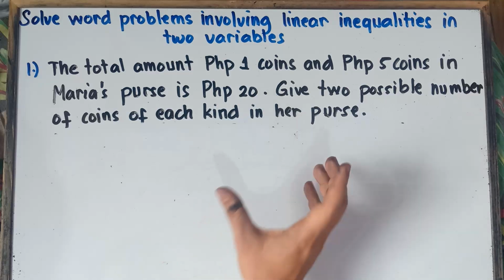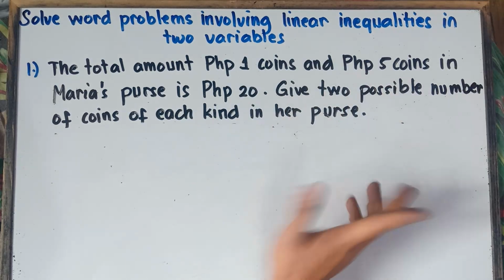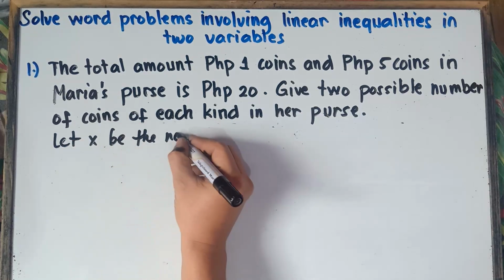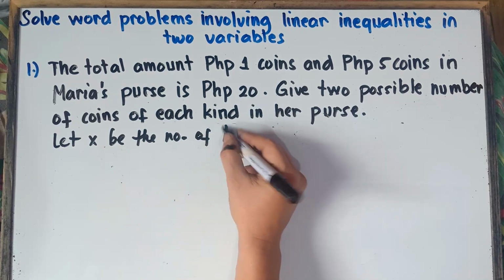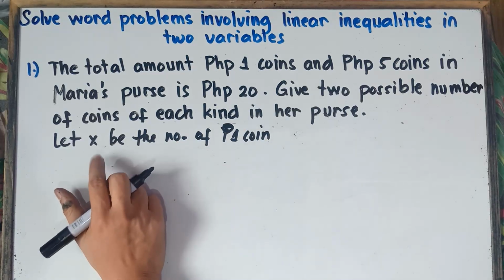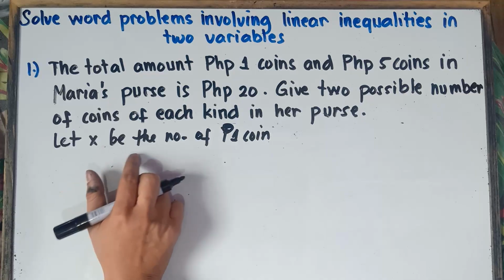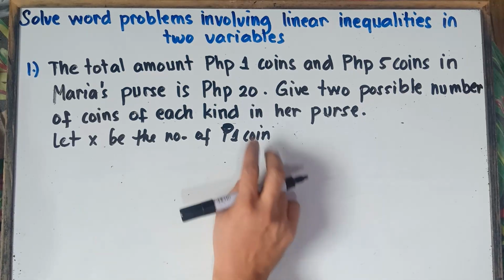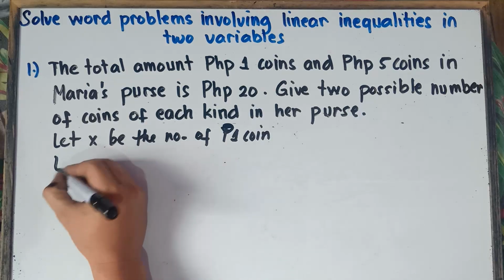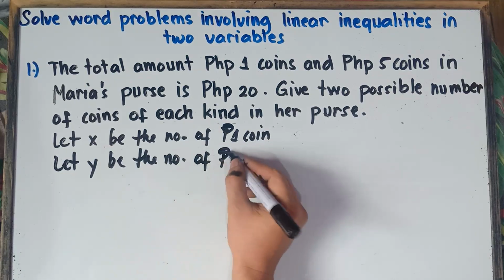But the problem is we don't know the number of 1 peso coins, and we don't know the number of 5 peso coins. Therefore, we can say, let x be the number of 1 peso coins. Once again, class, you can choose any variable: x, y, a, b, c, d, any letter. So just have let x be the number of 1 peso coins. We also don't know the number of 5 peso coins, so let y be the number of 5 peso coins.